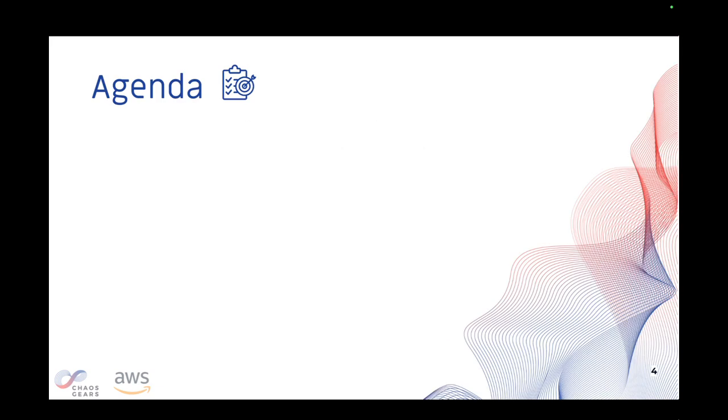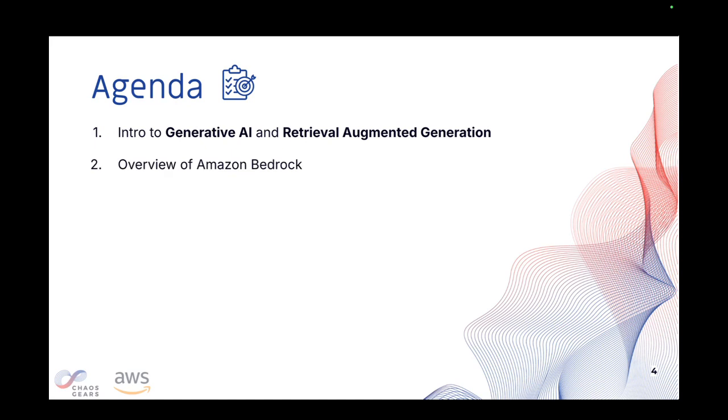Regarding the agenda for today's meeting, I would like to start with a very quick introduction to generative AI and retrieval augmented generation. Probably you are already familiar with that, but just in case. And then a very quick overview of Amazon Bedrock, what it offers, what it is. And then the main part, the demo, how to build retrieval augmented generation on Amazon Bedrock. And the last part will be some lessons learned, or rather tips, on how to build such a system optimally.